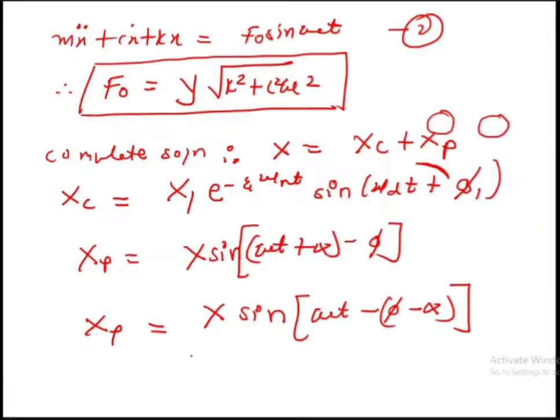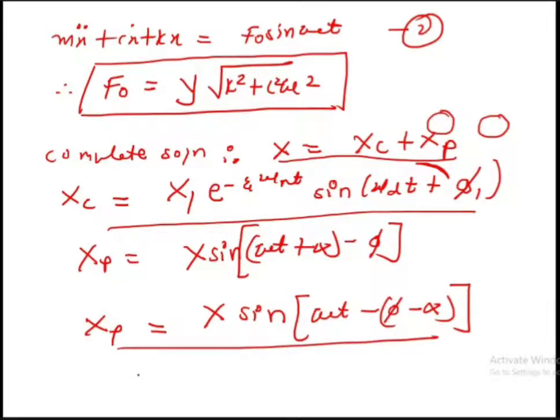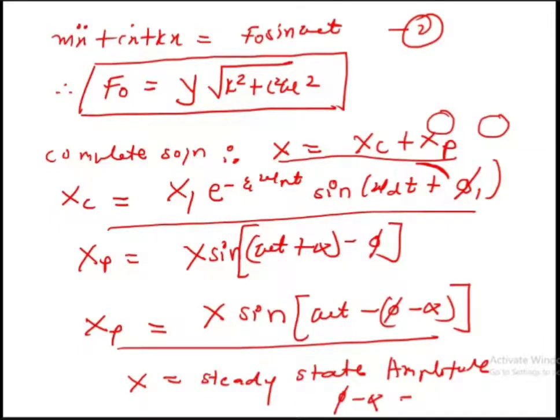Now what is the complete solution? The complete solution will be x equals xc plus xp. This is xc and this is xp. Now we are trying to understand what is xc, what is X. X is nothing but the steady state amplitude. Now we have to derive the equations for this steady state amplitude. And what is the phase angle for this? The phase angle will be phi minus alpha. Phi is not the phase angle, but the phase angle is phi minus alpha. Let me call this equation A.